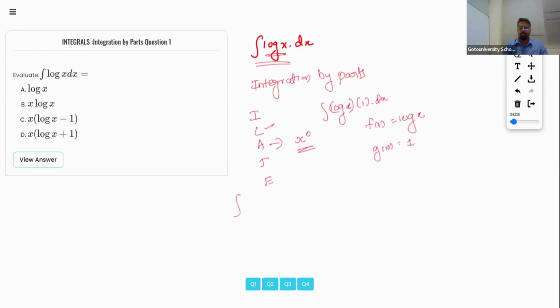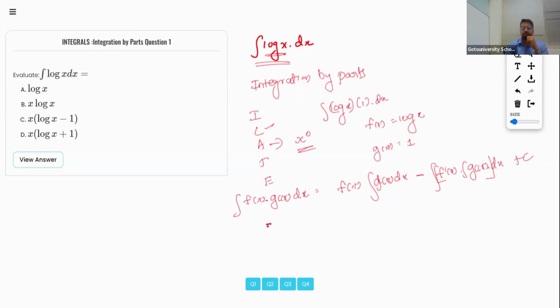Now according to our rule, integral of f of x into g of x dx, we will write the first function as it is, integrate the second function with respect to the given variable, minus integral of f dash of x times the integral of g of x, dx, plus the constant.